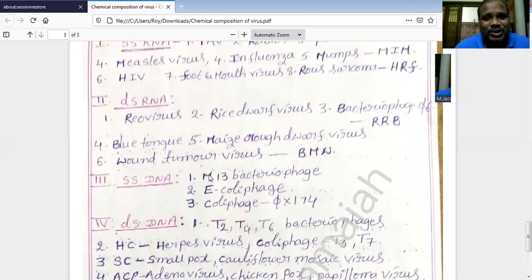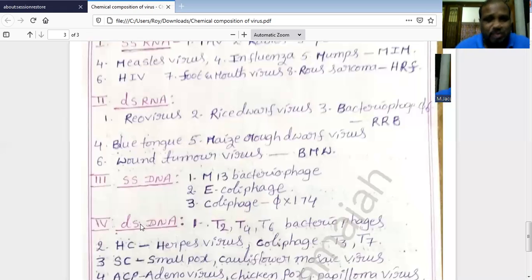Here, the code is MEC group. M13 bacteriophage, E. coli phage, and the third one is coliphage phi X 174.